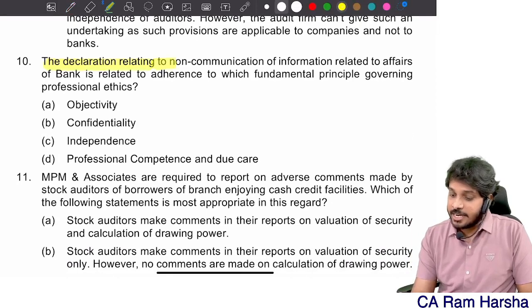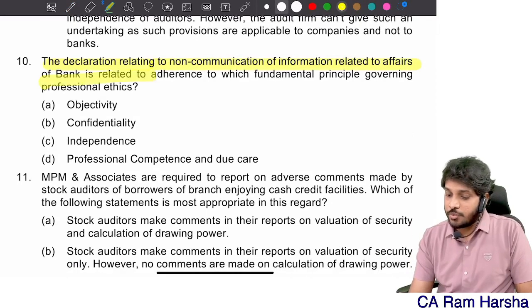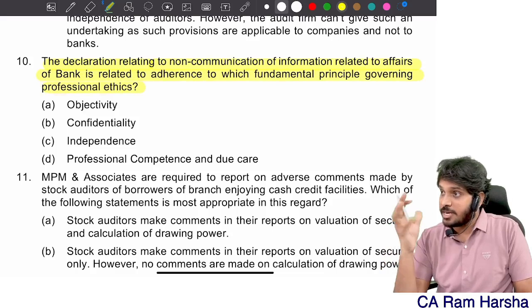The declaration relating to non-communication of information to FIRs is governing which principle of ethics?